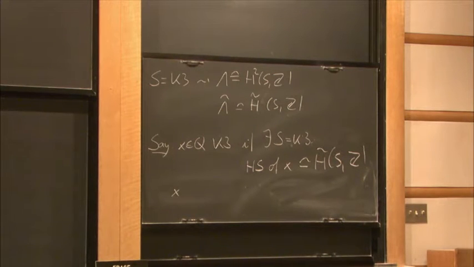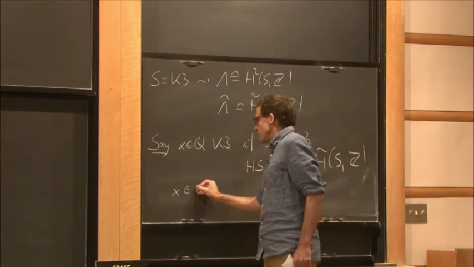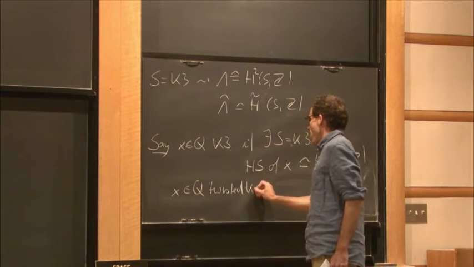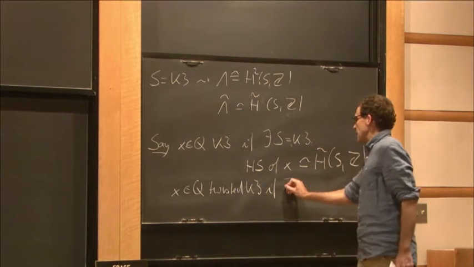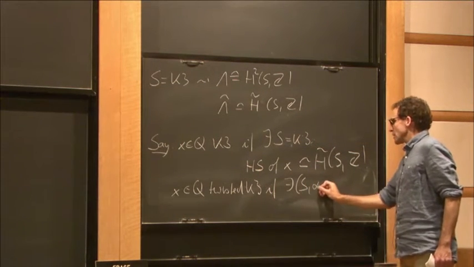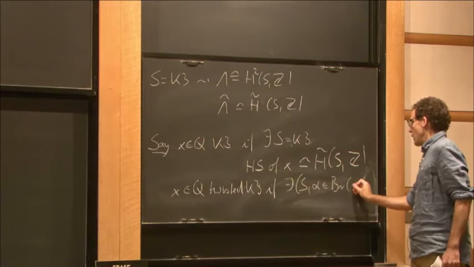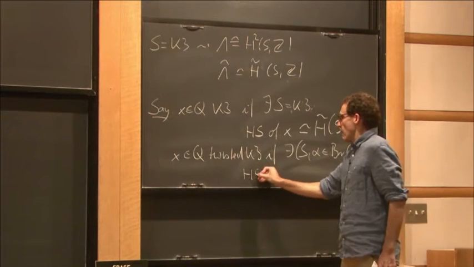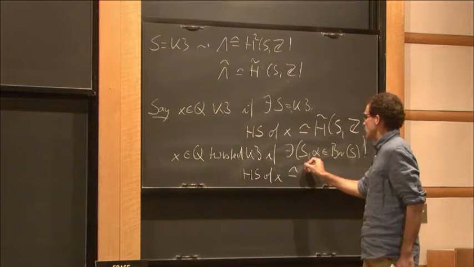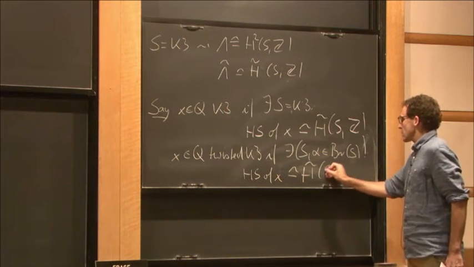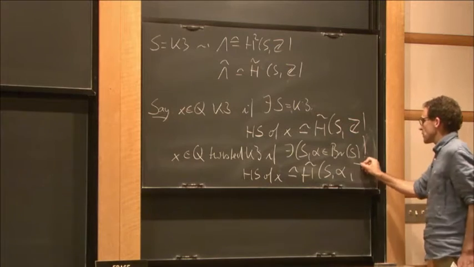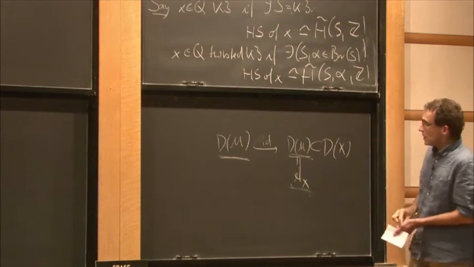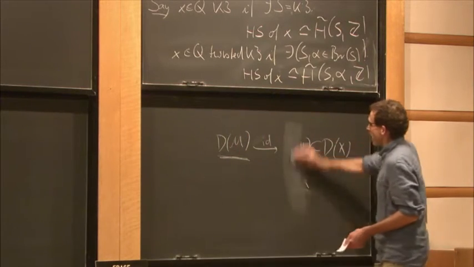And I say X is a twisted K3 if there exists an S plus a Brauer class such that the Hodge structure of X is Hodge isometric to the Hodge structure of the twisted K3 surface. And I'll later recall what is really meant by this.